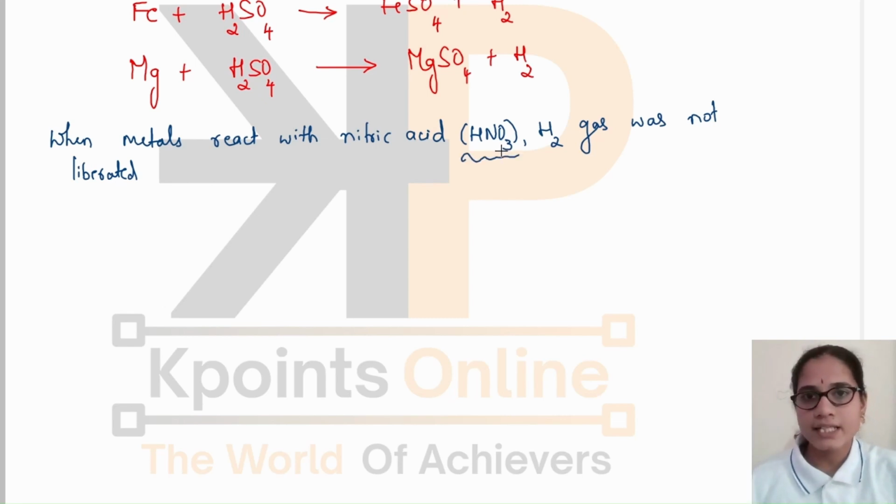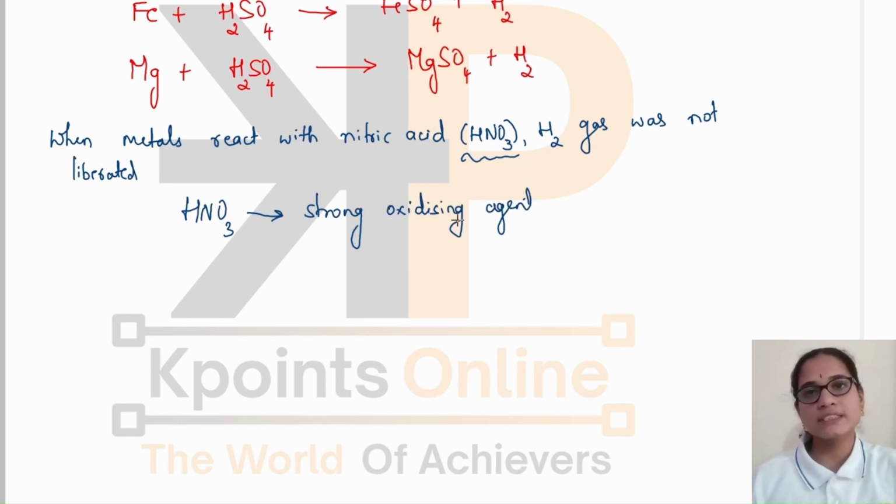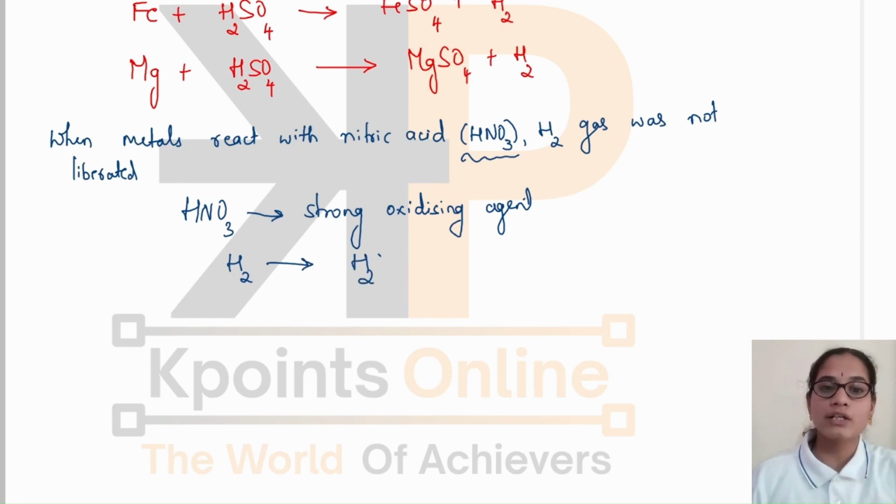We know that nitric acid is a very strong oxidizing agent. HNO3, it is a strong oxidizing agent. What happens? The hydrogen which is formed during the reaction is oxidized to water when nitric acid is used in the reaction. And also nitric acid reduces itself to the oxides of nitrogen like nitrogen dioxide or NO or HNO2 in this way.